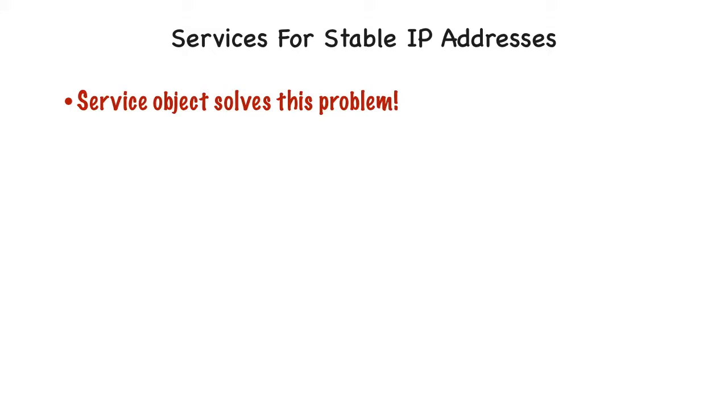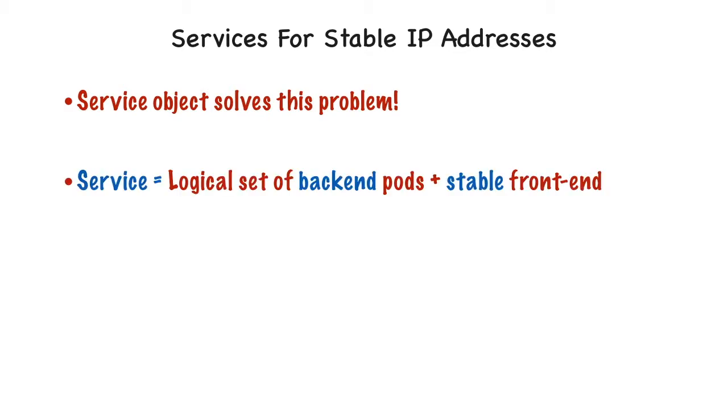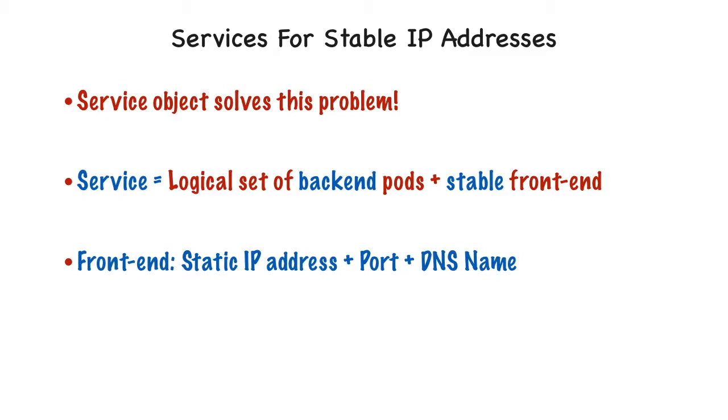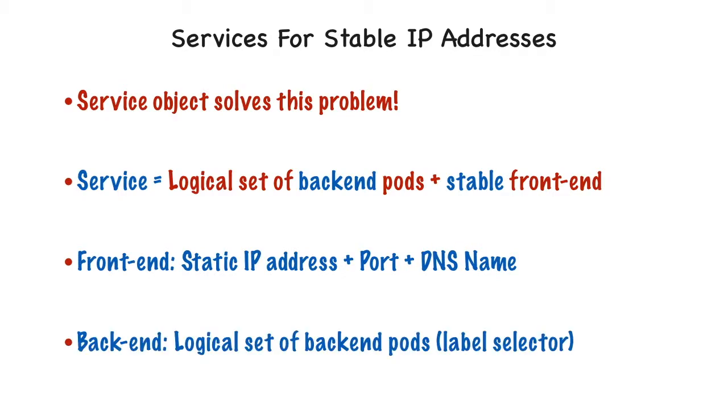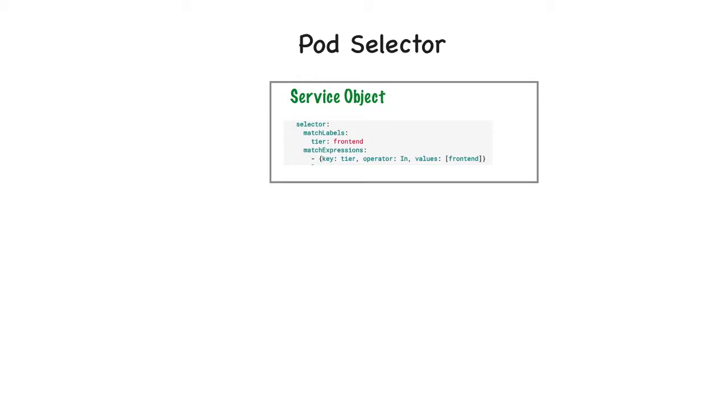A service object is a Kubernetes object. This is an abstraction which defines a logical set of pods as well as a stable network interface for these pods, consisting of a stable IP address, DNS name, and a port. Notice how we called a service a logical set of pods. This logical grouping of pods is achieved by using, well, you guessed it, label selectors.